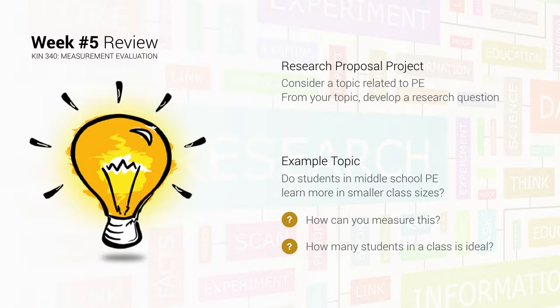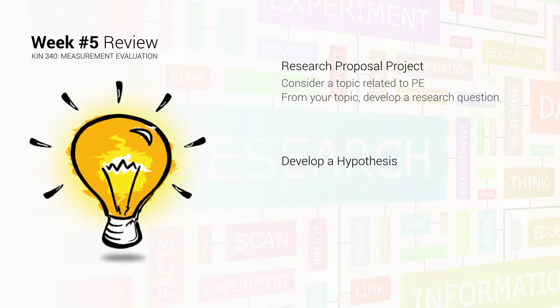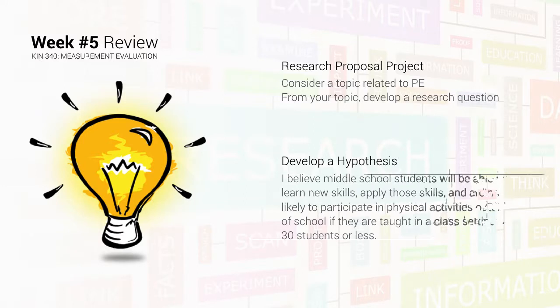But then you'll need to develop or state your hypothesis. And this is what you believe will happen. So identify what learning is and say what you believe. As a hypothesis example for this one, you could say something like, I believe middle school students will be able to learn new skills, apply those skills, and are more likely to participate in physical activities outside of school if they're taught in a class setting of 30 or less. So these are some things that you can observe and actually research.